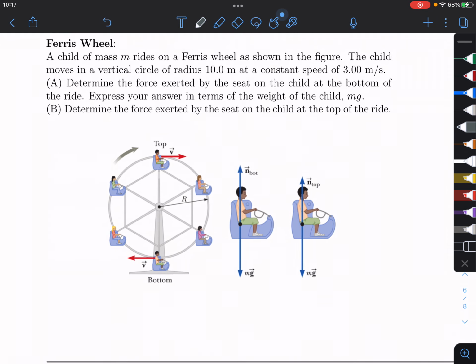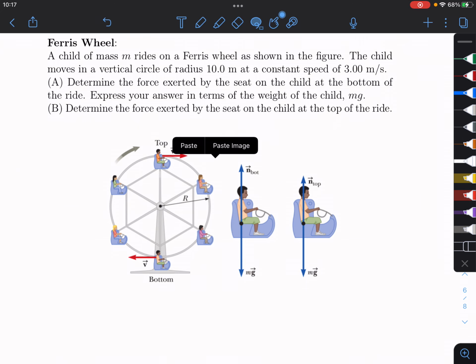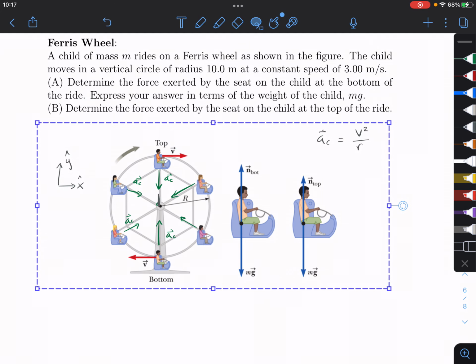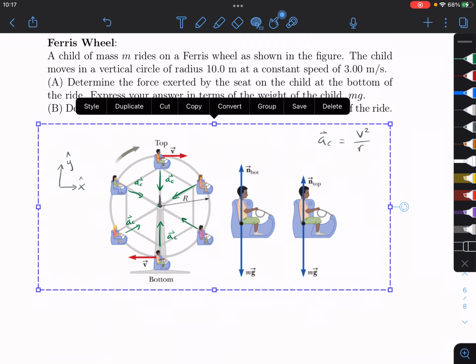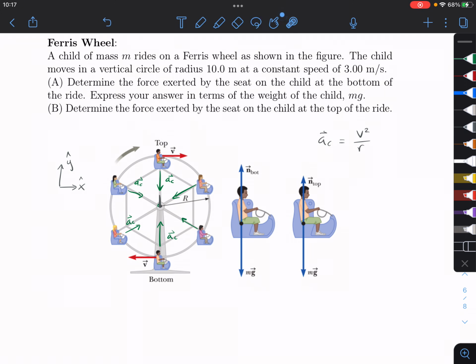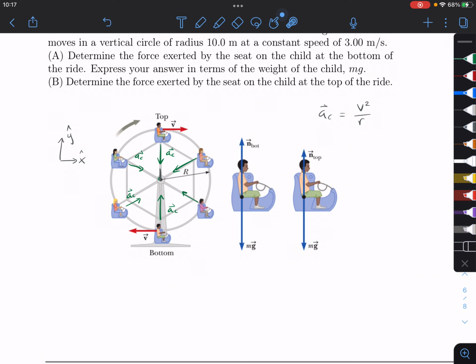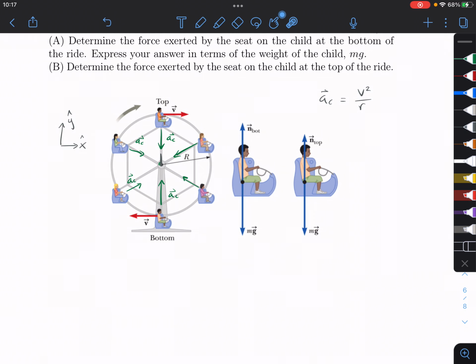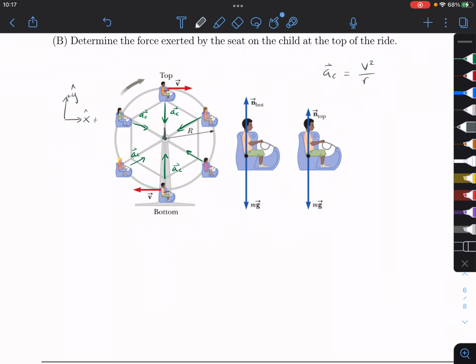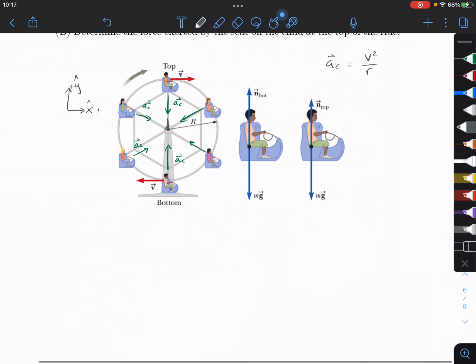Okay, so let's address one thing first. When we have something rotating in a circle, remember that at all points, all of these objects are experiencing this centripetal acceleration, pointing towards the center of the circle. I'm also going to choose my coordinate system before I start. I'm going to choose this to be positive y, and I'm going to choose this to be positive x. Okay, so positive, right, and positive, just by choice. Okay, so let's start with the sum of forces in y, and I'm going to look at the bottom.